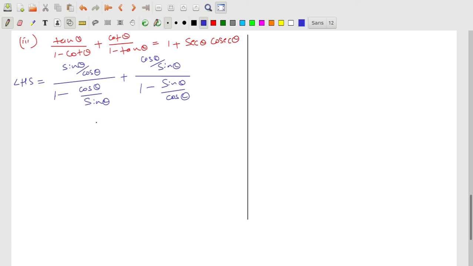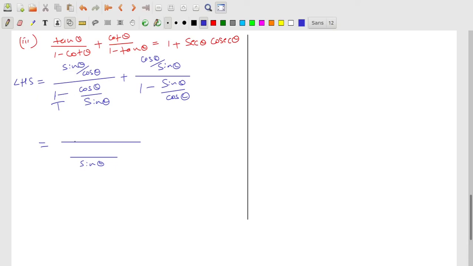So take these as some fractions and then simplify. Now if I take these as fractions, what I will get in the denominator, this is your first term, I will get 1 minus cos theta by sin theta. So here you have 1, then what is the LCM? You will get sin theta.